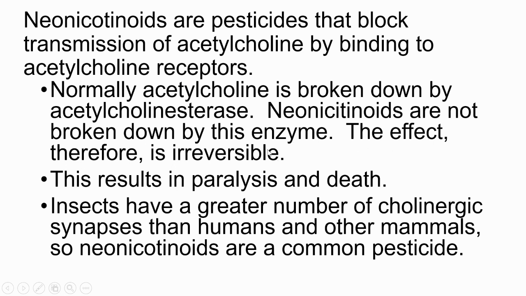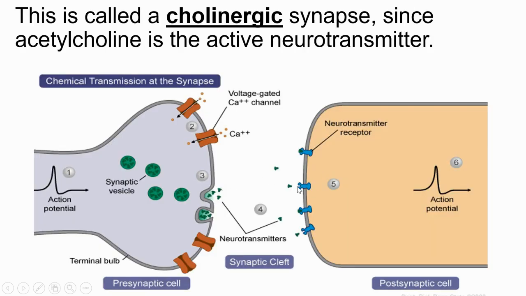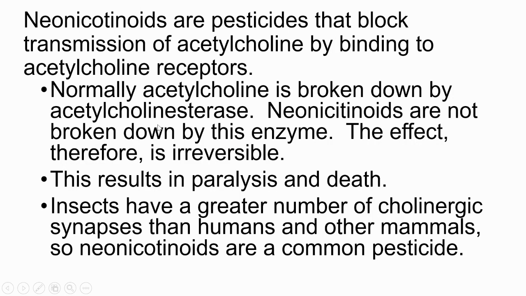Therefore, the effect of those neonicotinoids is irreversible, because they bind, they detach, and the enzymes can't break them down, so they can attach again and basically shut down this cell. If this cell is a muscle, they have now shut down a muscle cell, and that poor little insect is going to be paralyzed. That paralysis is irreversible. Usually they can't move, and that will, of course, lead to death.